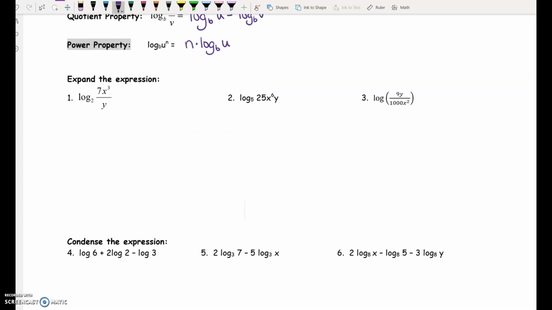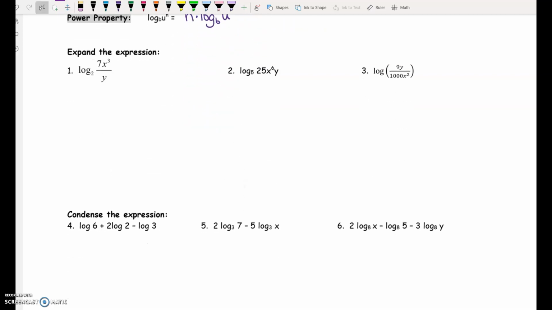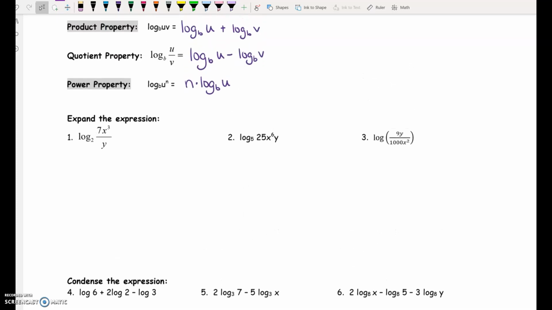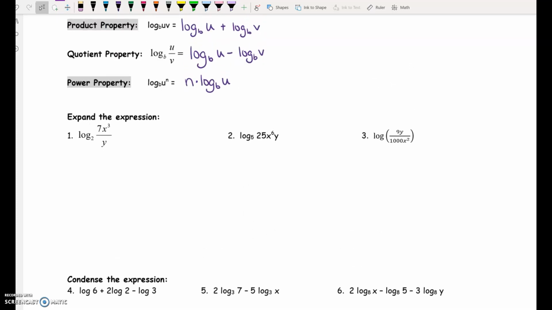Okay, so expand. And I will show you the long way, the step-by-step way, and then I will show you how I just get it done more quickly, the shortcut way. So the long way would be, all right, I see that there's division here. I'm always going to deal with division first. So we've got log base 2 of 7x to the third minus log base 2 of y.